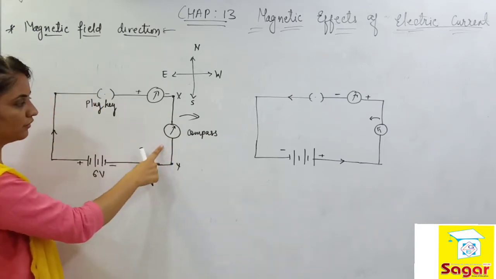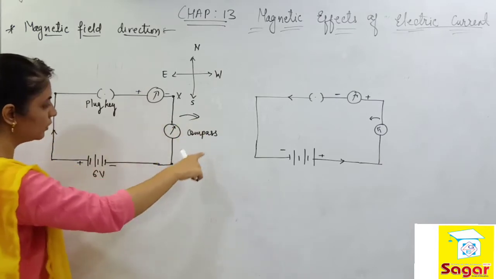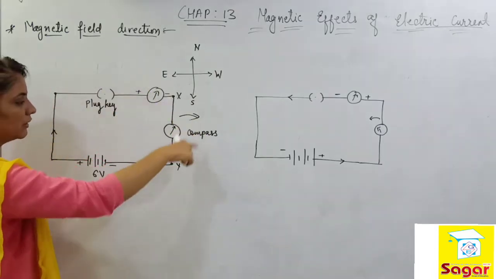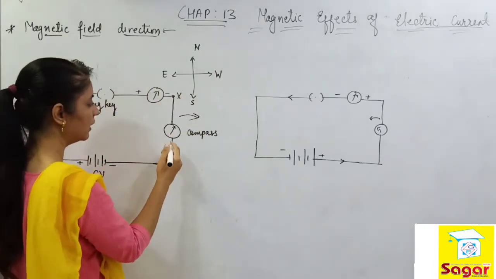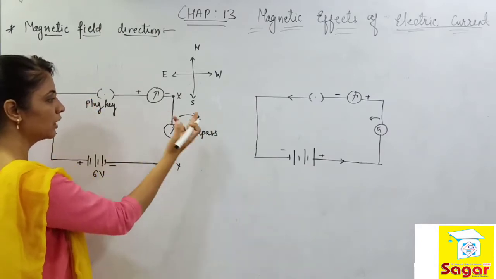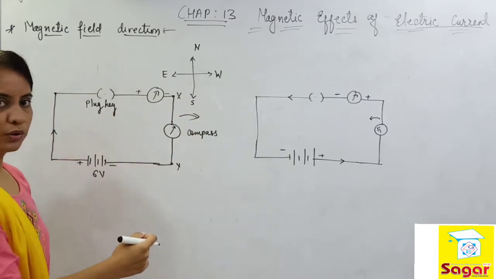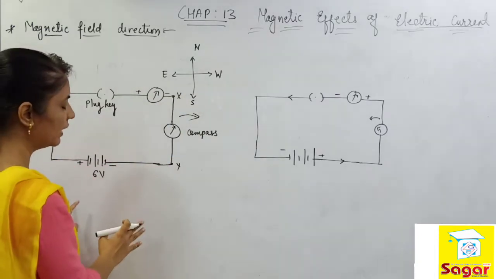So here we can notice the direction of the magnetic field. The magnetic field must be produced in the clockwise direction in this way. So here is the current carrying conductor, and we can imagine that the magnetic field lines have been created in a circular direction around this X and Y terminal. Okay, so this is the explanation for this diagram.